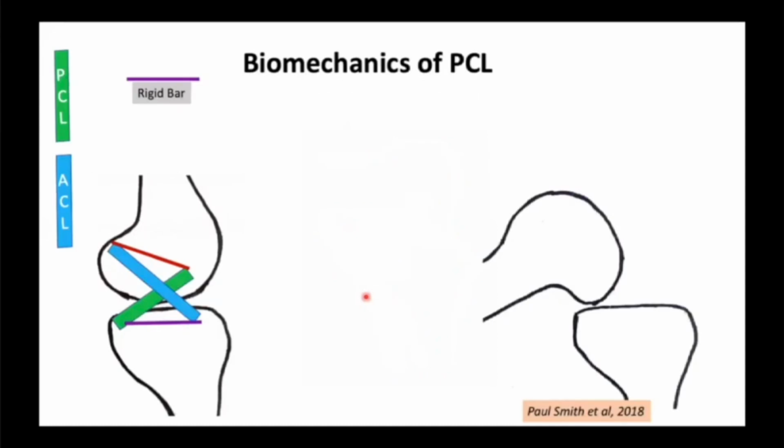Biomechanics of the PCL, I've oversimplified in this slide because it's quite complicated, and we can understand it in different manners. This is a rigid bar, and the green one represents the PCL, while the blue one represents the anterior cruciate ligament. So this rigid bar is not going to change from extension to flexion, while these three bars change their position. And the knee is not purely a gliding motion, it's actually a combination of gliding with rolling motion, because of which this flexion is possible.